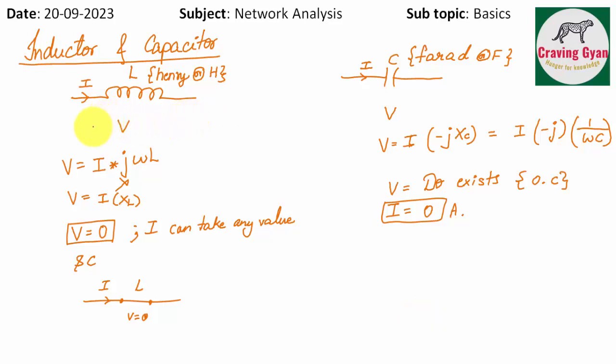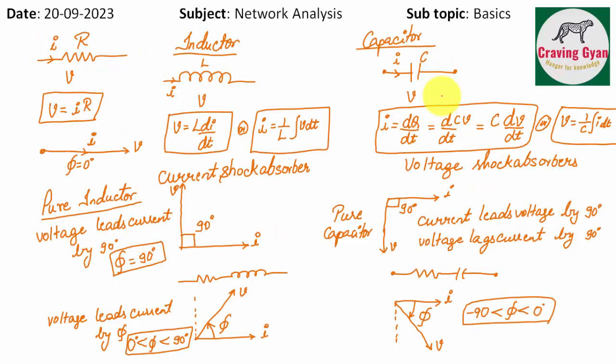So the voltage drop across the inductor, I am going to take it as V, and the current that is getting into it, I am going to take it as I. What we will be deriving is that the voltage drop across the inductor is 0, nothing but it is behaving like a short circuit for a DC excited one, but current can take any value. Similarly, in the case of capacitor, it is behaving like an open circuit for a DC excited one. So voltage does exist, but current is 0.